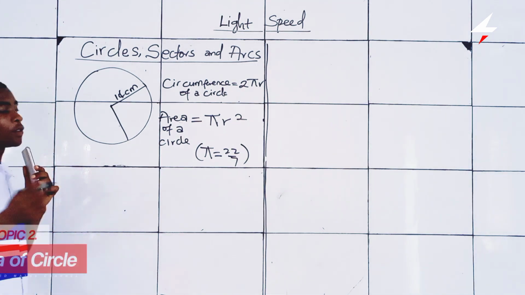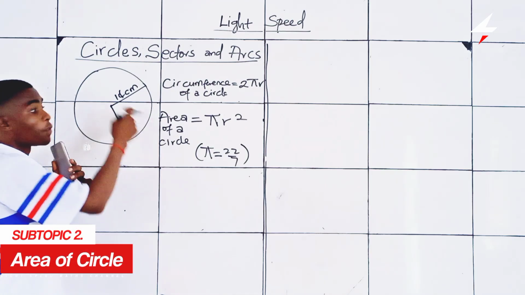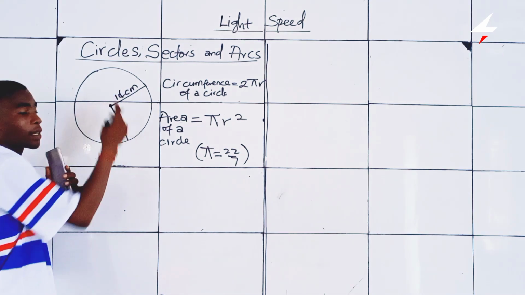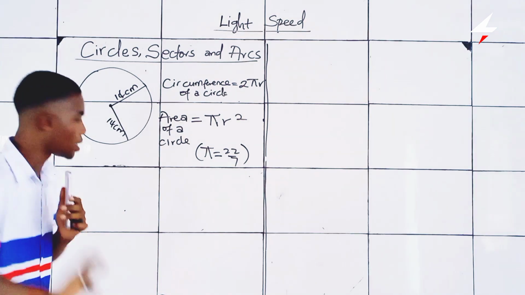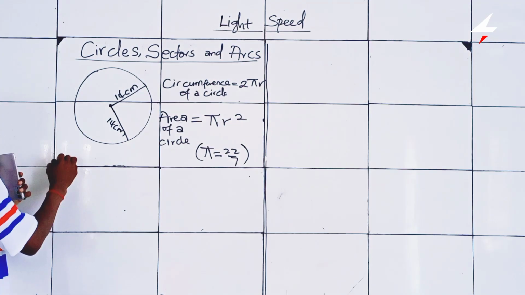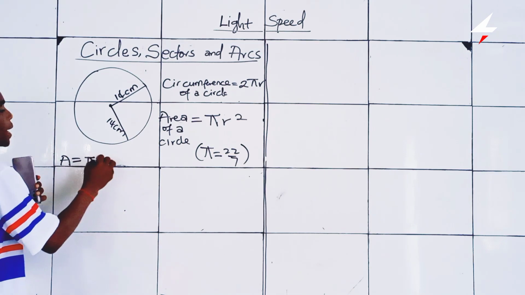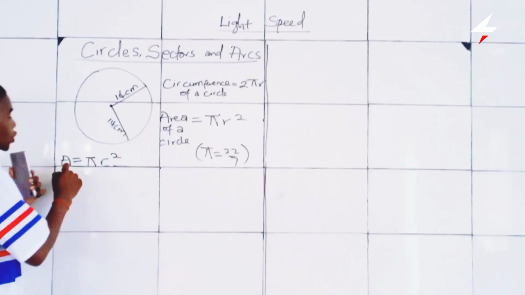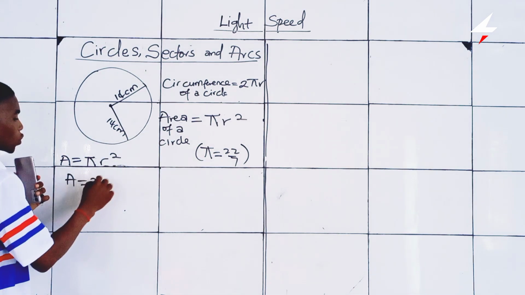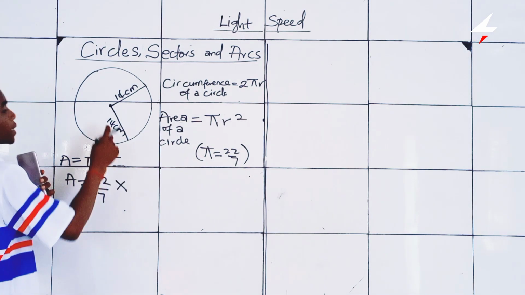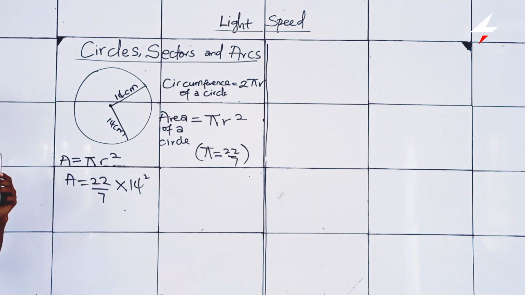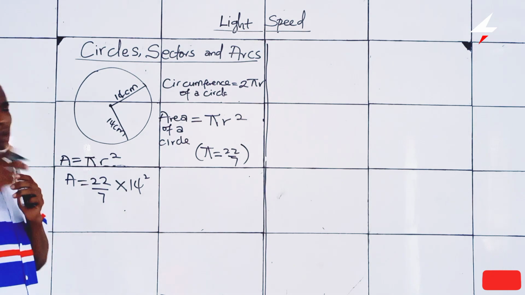Now what if we are asked to find the area of this same circle with the same values that we have? It's very easy. Just watch. We know the formula, pi r squared. Area is equal to pi r squared. So area is equal to pi, 22 over 7, times radius 14 squared. And we can simply break down 14 squared to be 14 times 14. You know that very fast.